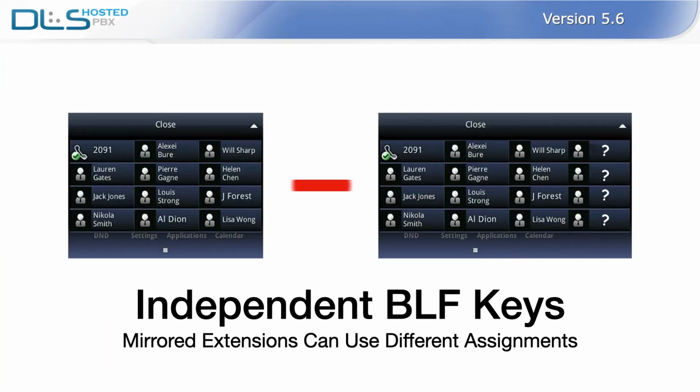Independent soft keys for mirrored extensions. Those who use mirrored extensions to receive calls in multiple locations are accustomed to mirrored extensions with the same settings as your primary ones. But what if you have two different phone models? What if your office phone has 15 programmable soft keys, also known as BLF keys, but your mirror, located at home or a different business location, only has 4 programmable soft keys?